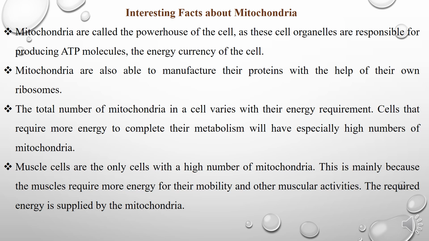The total number of mitochondria in a cell varies with their energy requirement, that is ATP, with the enzyme ATP synthase, and cells that require more energy to complete their metabolism will have especially high numbers of mitochondria. The more mitochondria, the more ATP is produced. That's what they are coming to say. And muscle cells have a high number of mitochondria. So the muscle cells will have more ATP production, and this is mainly because the muscles require more energy for their mobility and other muscular activities.